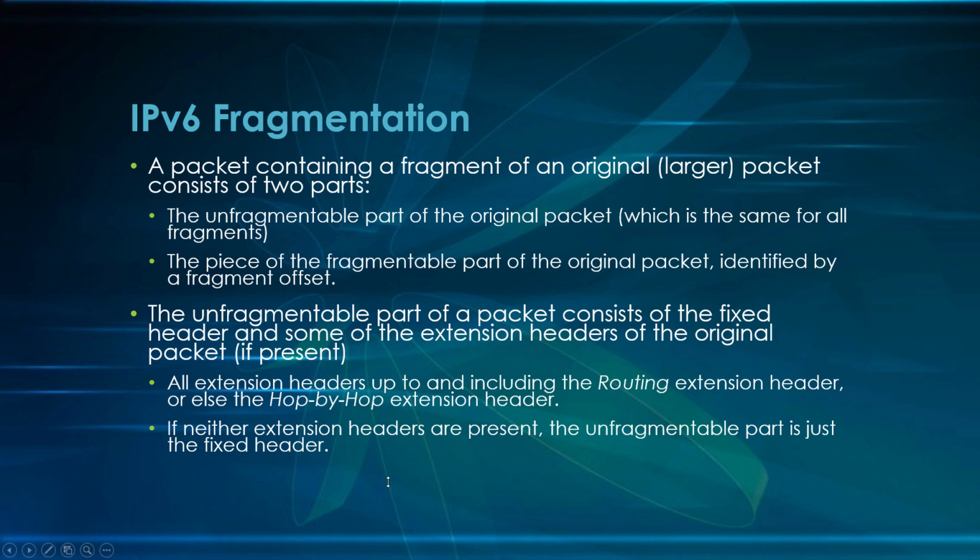All extension headers up to and including the routing extension header, or else the hop-by-hop extension header. If neither extension header is present, the unfragmentable part is just the fixed header. So what it's basically saying, and my interpretation of what it does, is if you're having to fragment, it's going to have to add some additional information. That information is going to let it know that there are additional fragments coming. So that's basically how you could interpret that. We're going to take a look at that when we actually get into how this stuff works.